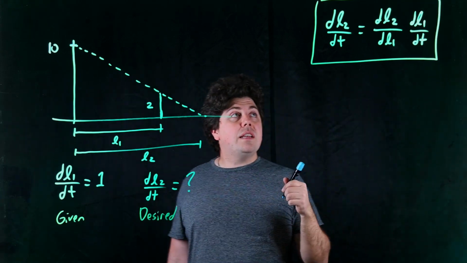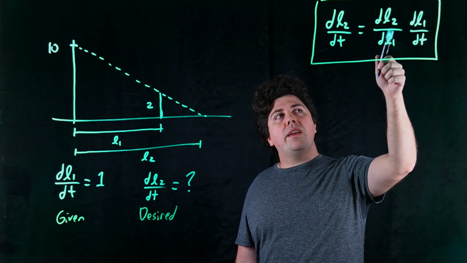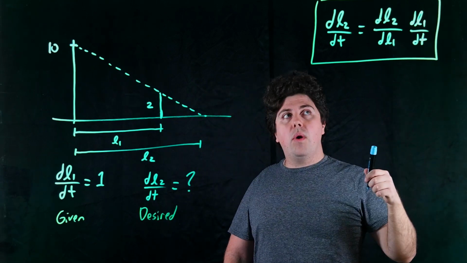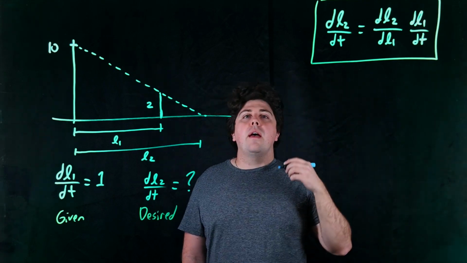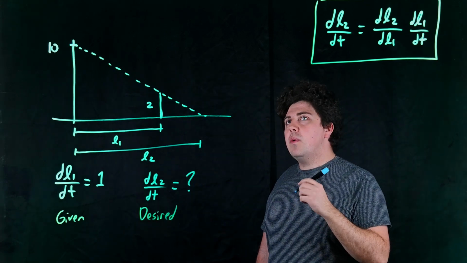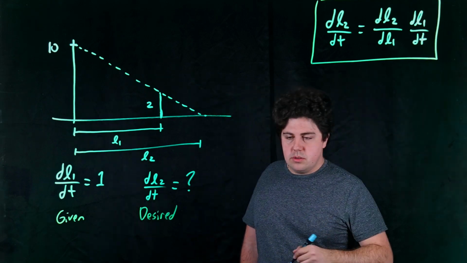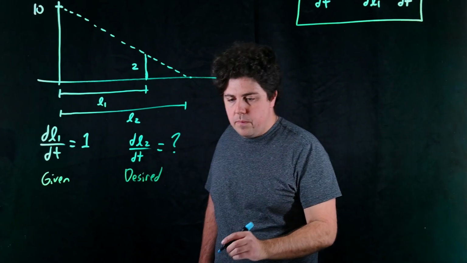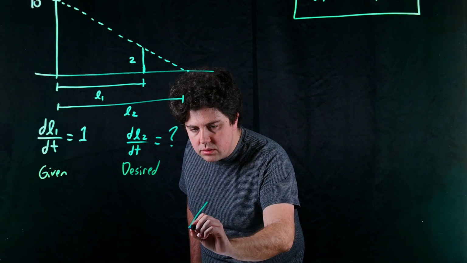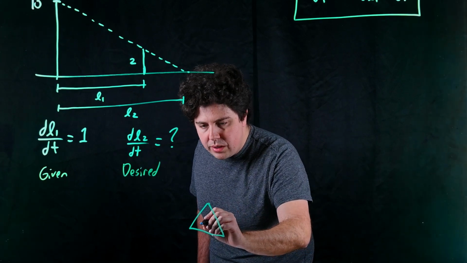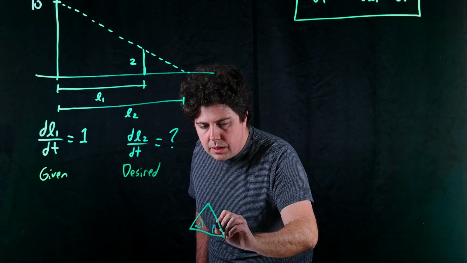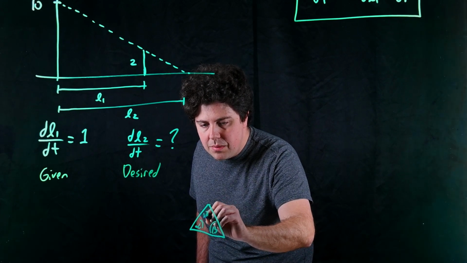Well, what we're going to need to do is write out L2 as a function of L1, and then we're going to have to differentiate this function in L1. How do we do that? Well, how we do that is via similar triangles. So let's recall what similar triangles are. Suppose I have two triangles like this, and they are similar. What does similar mean? Similar means they have the exact same interior angles.